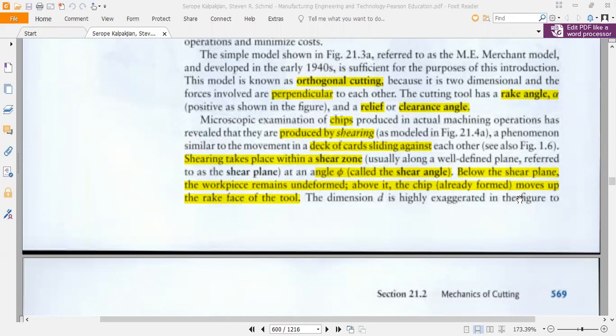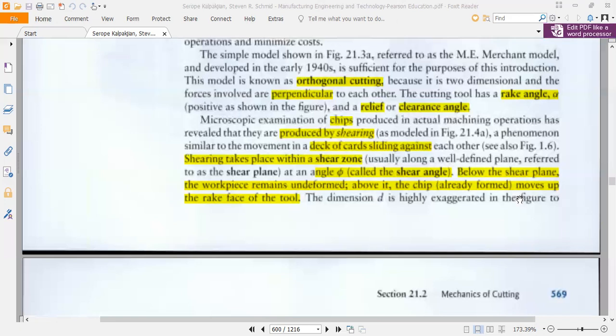So in this model, it is proposed that the cutting tool has a rake angle. As people become familiar with, a rake angle is the angle measured from the normal, the line drawn perpendicular to the surface. From that normal line, this angle is measured. The rake angle can be positive or negative.